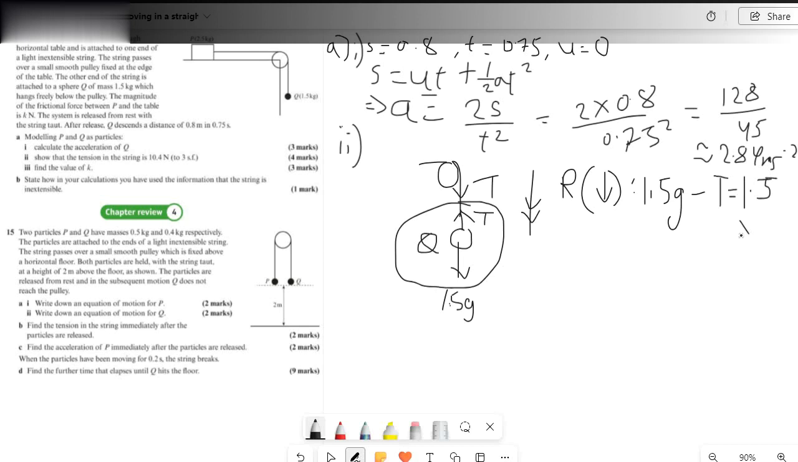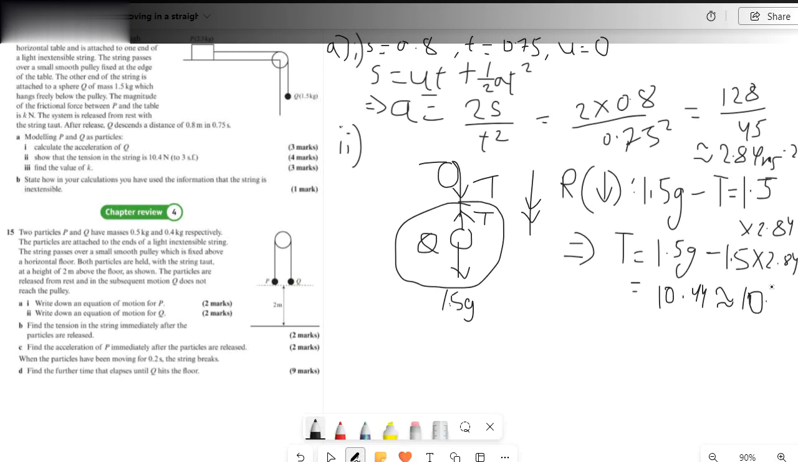So 1.5 multiplied by 2.84. Rearranging for T, we get T equals 1.5g minus 1.5 multiplied by 2.84. And so the value of tension is 10.44, or approximately 10.4 newtons, which is in 3 significant figures. And in number 3, we have to find the value of k.